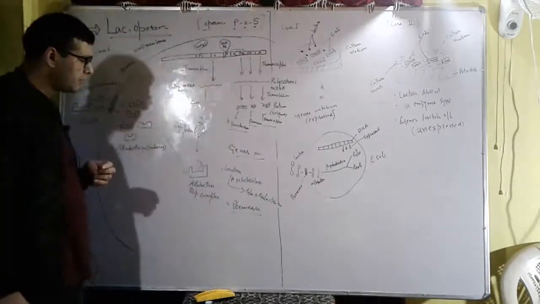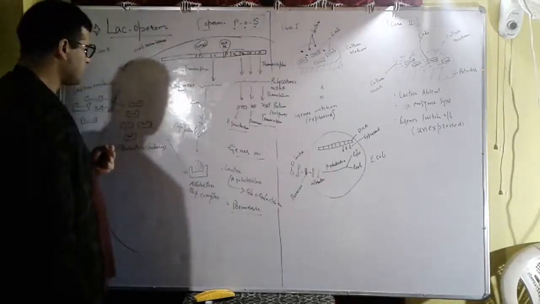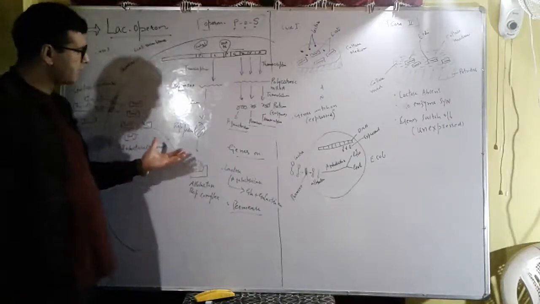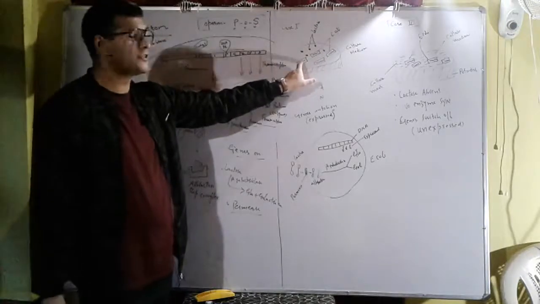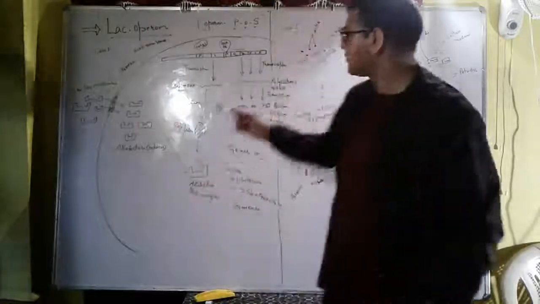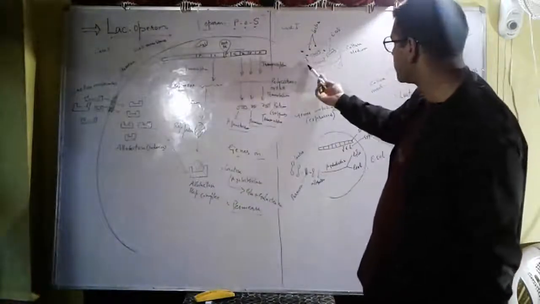So this is how the genes are expressed. That means, in this case, the genes are expressed when lactose is added. The enzyme synthesis occurs in the E. coli. When the lactose is added, genes are expressed in E. coli. How are these genes expressed?